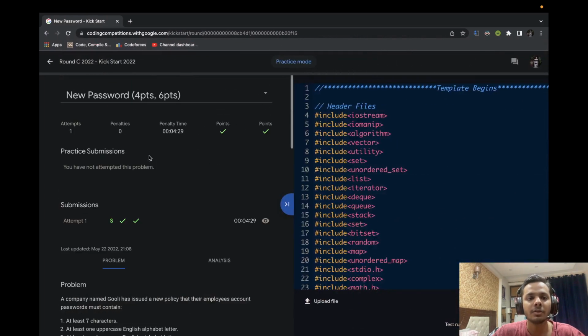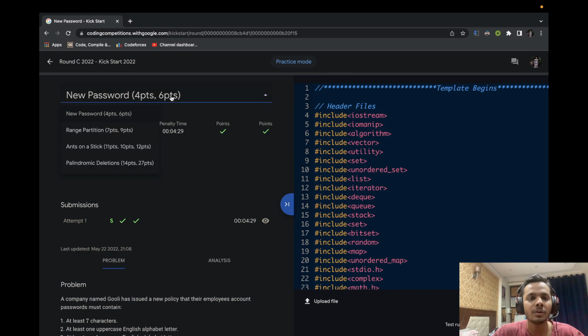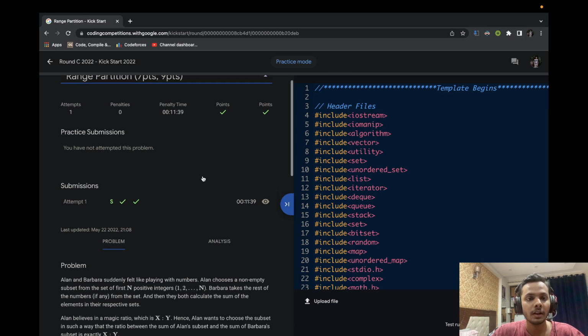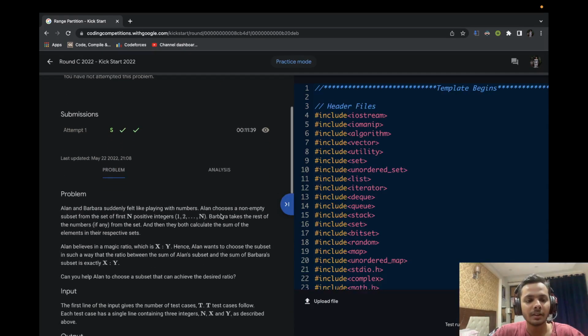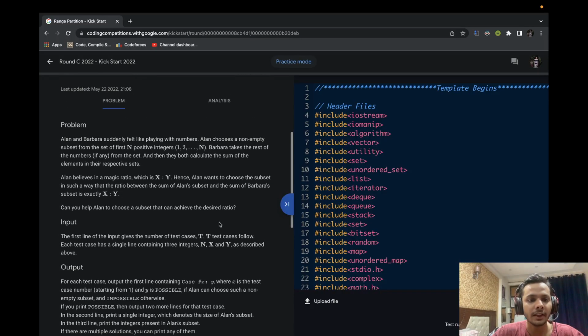Okay, so yeah, this is the first problem. Let's now talk about problem B. Range partition. Again, this is a pretty simple problem. So let's see what this is saying. Alan and Barbara felt like playing a game with numbers. Alan chose a non-empty subset from the set of first n positive integers, and Barbara takes the rest of the numbers from the set.